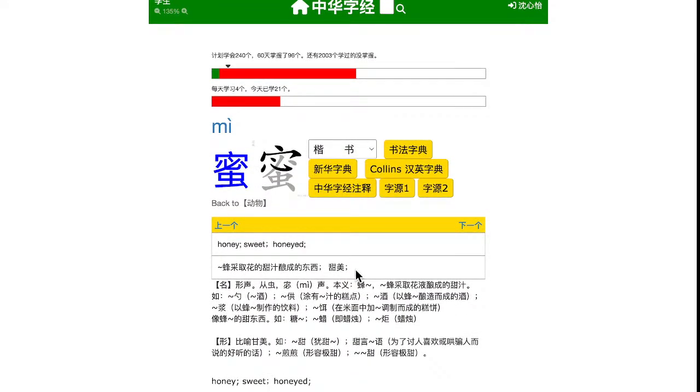Okay. 蜜. This one, you can see that it has something to do with insects or worms. And this one means honey or anything that is sweet. So the original meaning is basically exactly like that. It's the honey, the honey that bees make. All right.